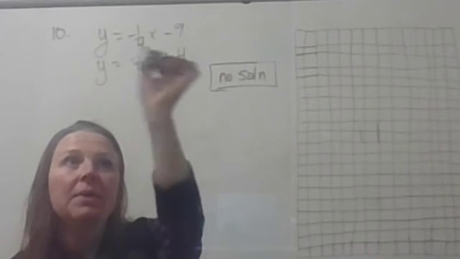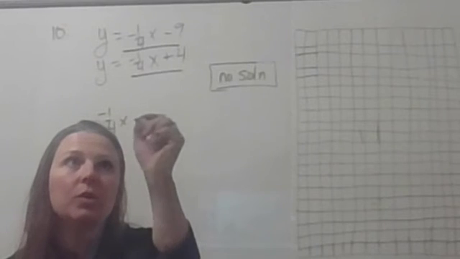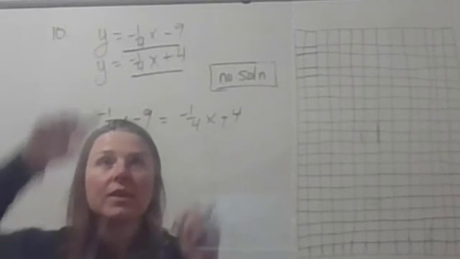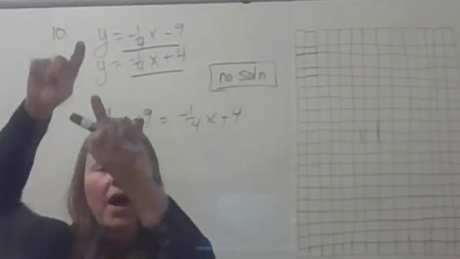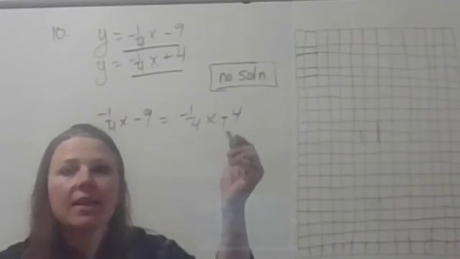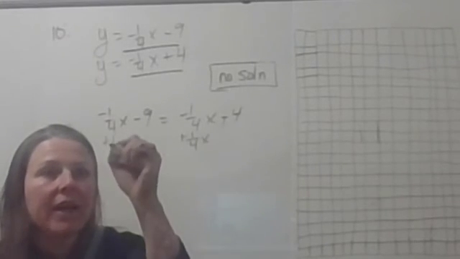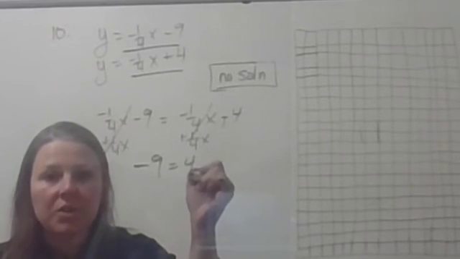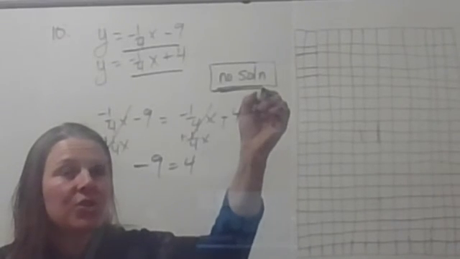Now, if you were to try to solve this with substitution, because this is equal to y and this is equal to y, you could set them equal to each other. And then you would put all of the x's on one side, so you would add the 1/4 x. And the x's cancel. So now you're going to have -9 equals 4. Now, that's not true. So that's why the answer is no solution.